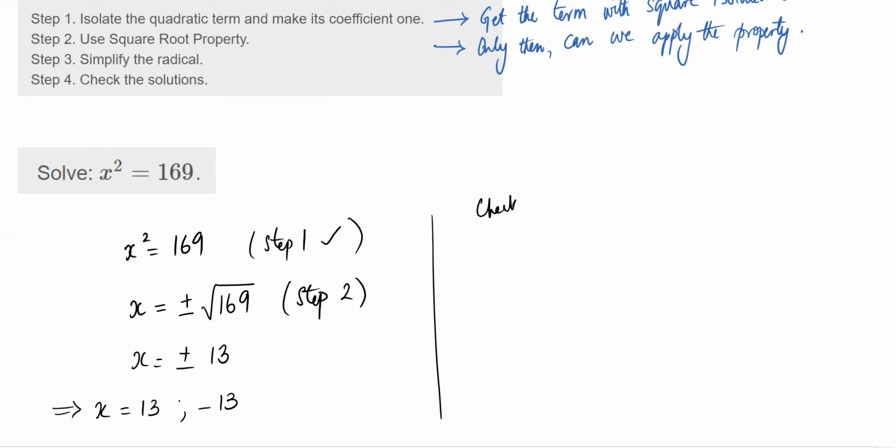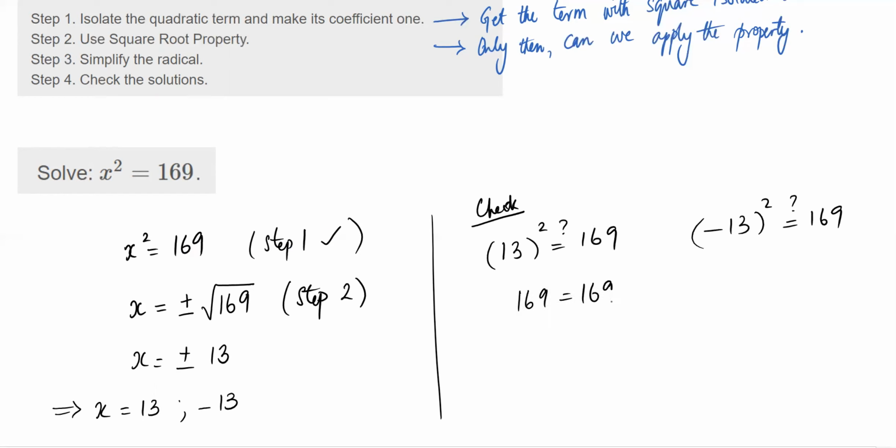Okay? I'll do the check for this problem. For all other problems, you will perform the check yourself. So 13 squared, is that equal to 169? That's one solution. And negative 13 squared, is that equal to 169? Because we got 13 and negative 13. So yes, we get 169 equals 169.